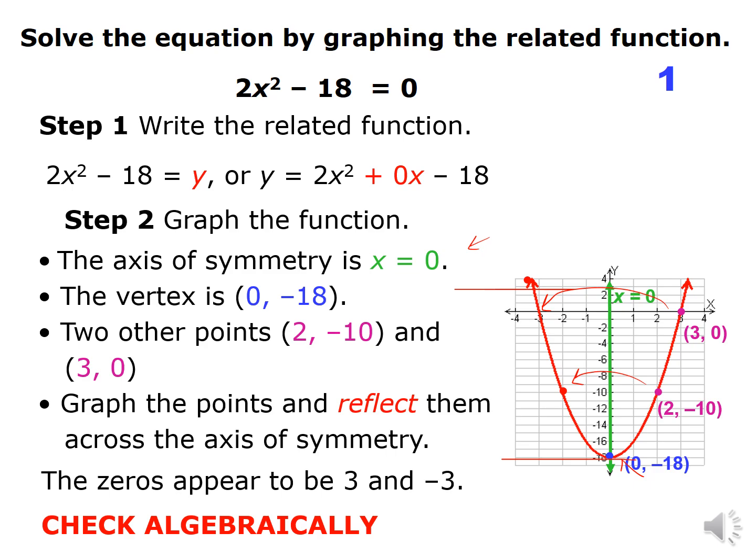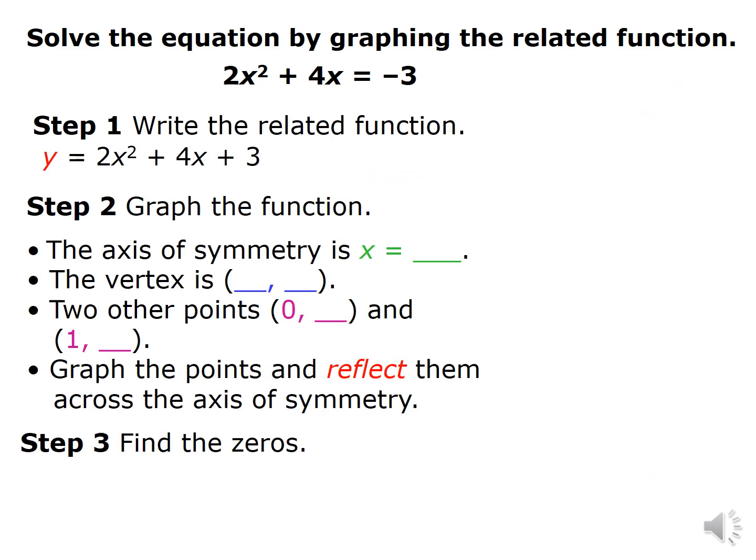To check them algebraically, there are two ways. You could plug them in to the equation and make sure you get 0. So 2 times 9 minus 18 is 0. Or you could factor the original equation, 2x squared minus 18 equals 0. And that becomes 2 times (x plus 3)(x minus 3). And we can see that 3 and -3 are our zeros. Make sure you check them algebraically. That's the most accurate way to do it. Remember, you have lots of tools. Use them all.